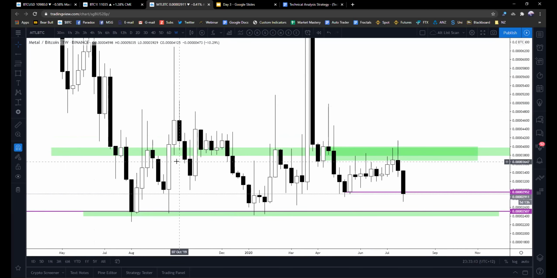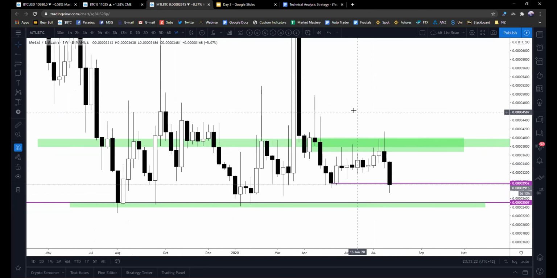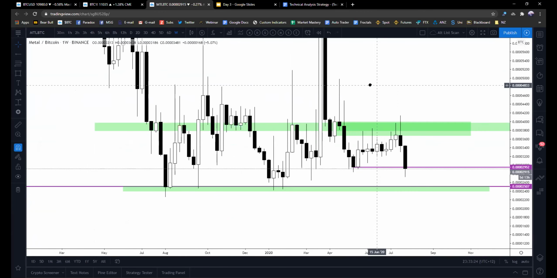Cool. All right, we'll move on from Metal, but that's a really good example of a trading range, and the candle you don't want to see next week on Bitcoin. If Bitcoin looks like this, be very cautious or just tighten up that risk management.